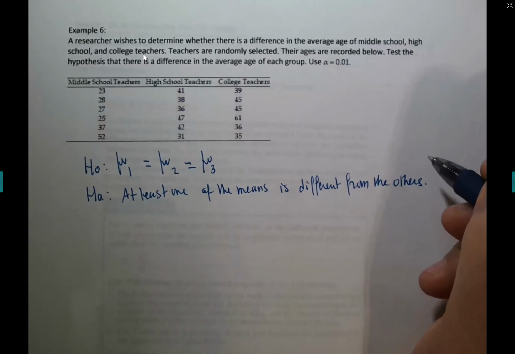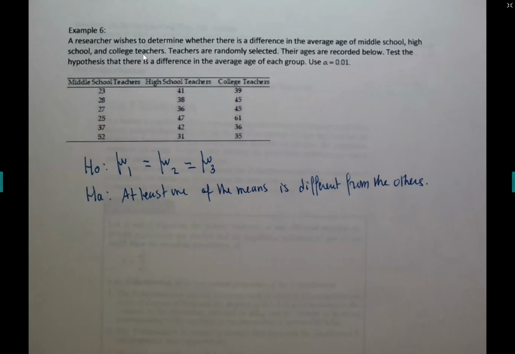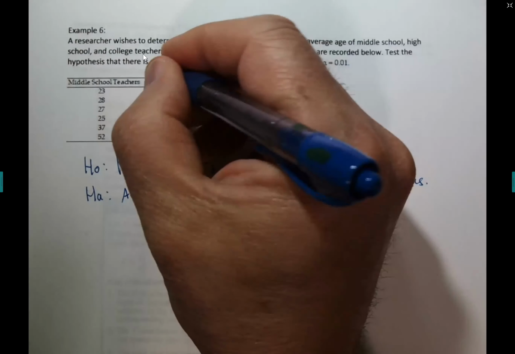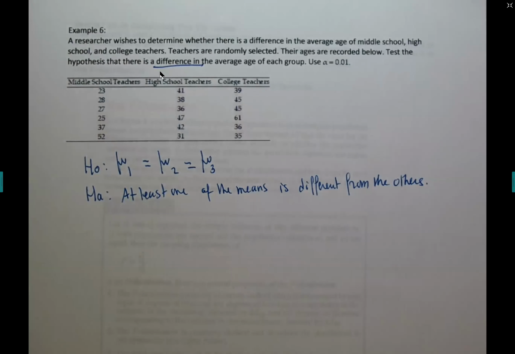All right, guys. And where is the claim now? Can you tell me where the claim is? Is it in the null or the alternative? Alternative. Yeah, there is a difference. No difference, guys. Take a note here. No difference means the claim is in H0. Difference means it is in HA. Exactly.